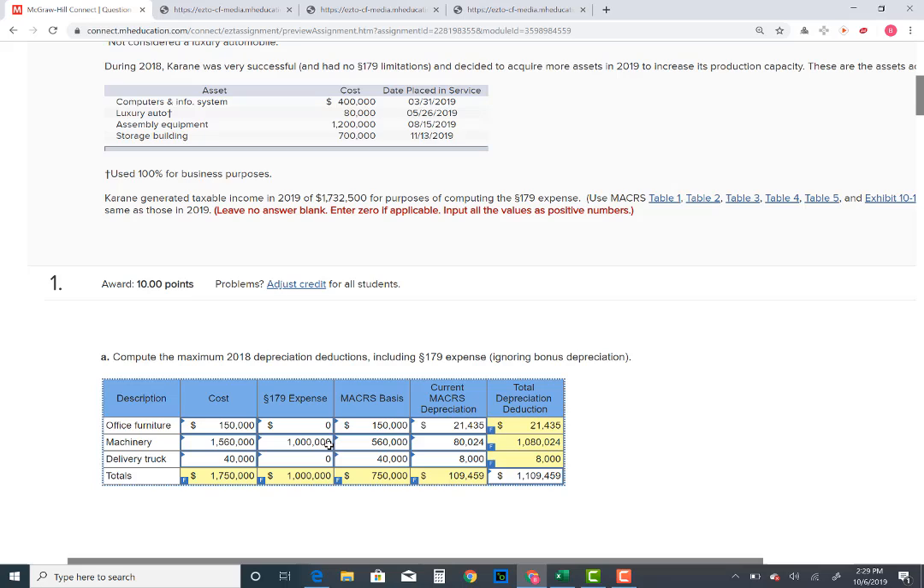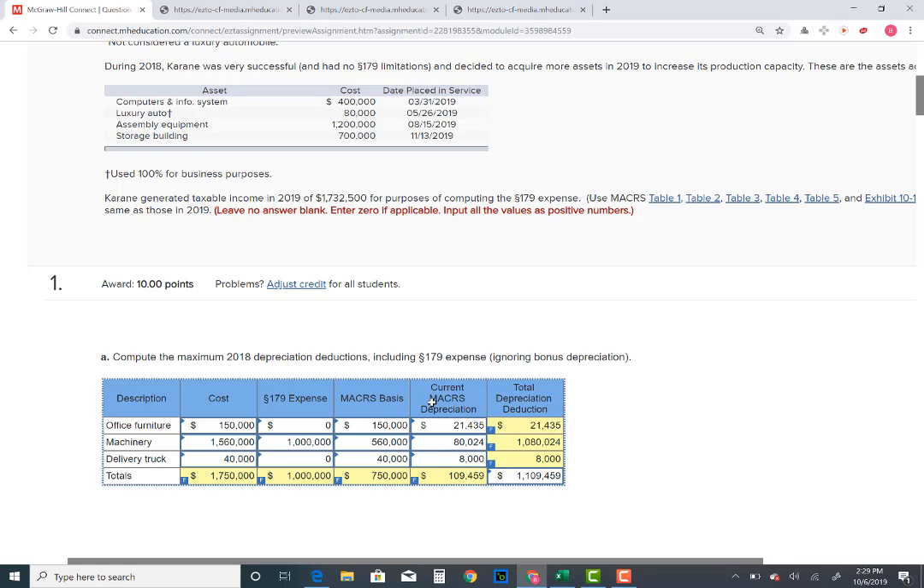Now, notice after we take that $1 million away, our maker's basis is 560,000, just the 1.56 million minus a million. So that's what we're going to work with when we go to the table. The reason you see zeros in these two other columns is because we took the entire $1 million for this one particular asset. We have discretion as to how we want to distribute that, but we want to try to maximize our savings and minimize the taxes that we have to pay. All right, so we applied it there.